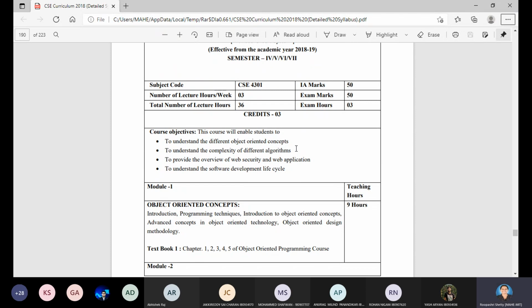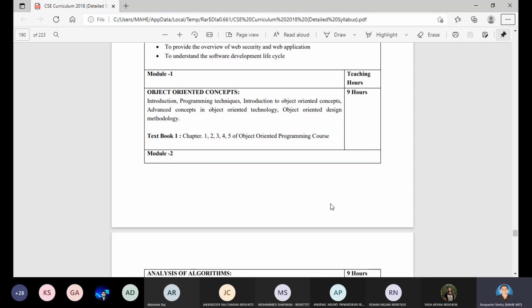It's a 3-credit course, okay? So the number of hours per week is 3. So you will have 36 classes in the entire semester.